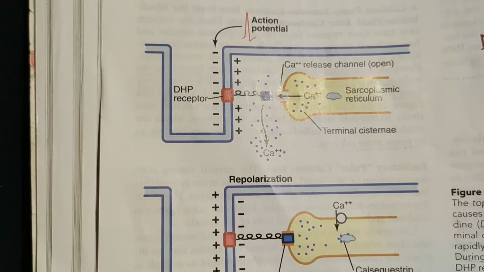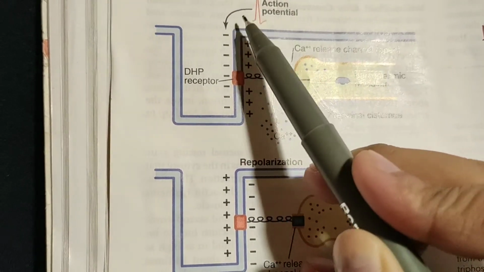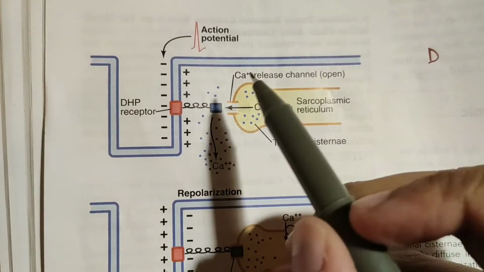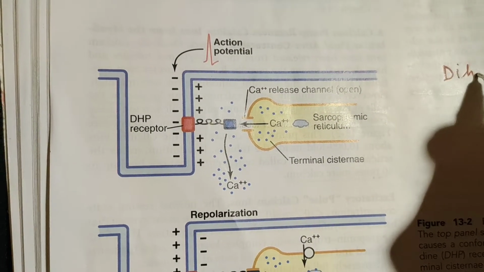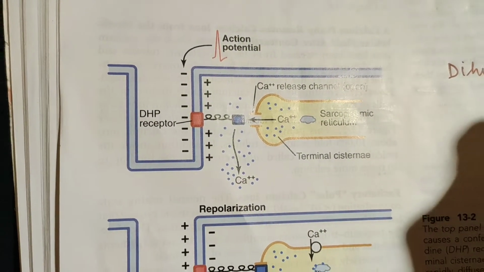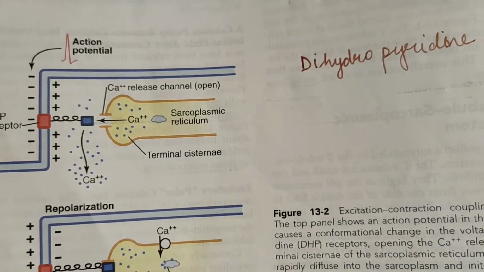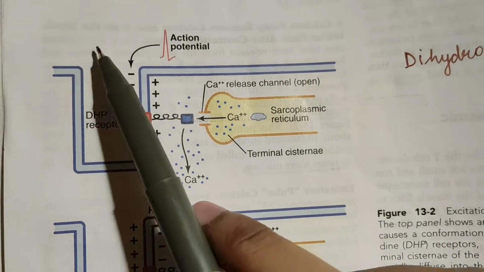this is a T tubule, and this is the cell membrane. When the action potential reaches the T tubule, then on the T tubules there are DHP receptors. These are the dihydropyridine receptors on the transverse tubules.